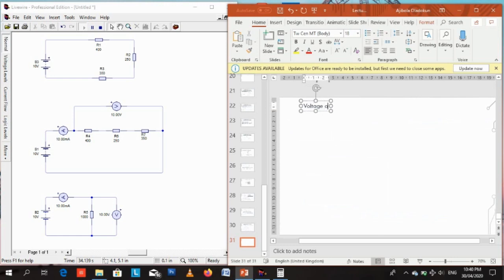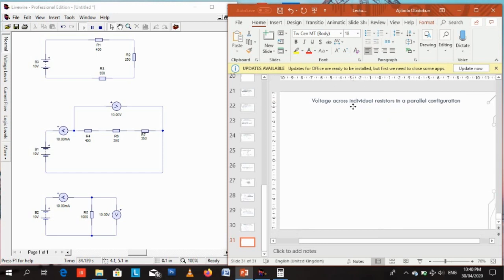So now we examine the voltage across individual resistors in a parallel configuration, or in a parallel arrangement. Parallel configuration.